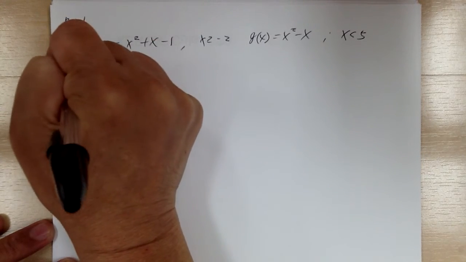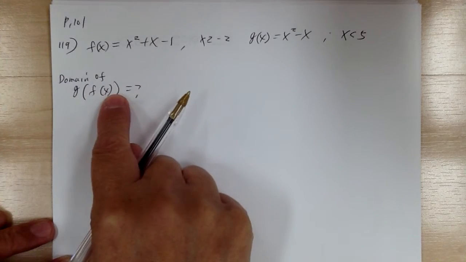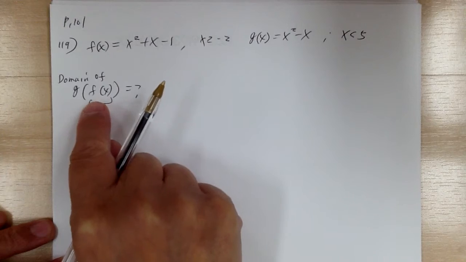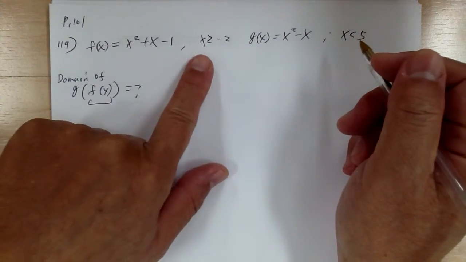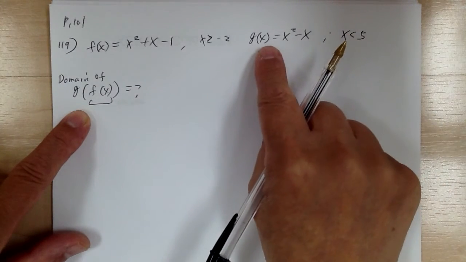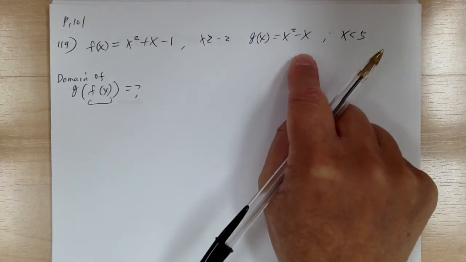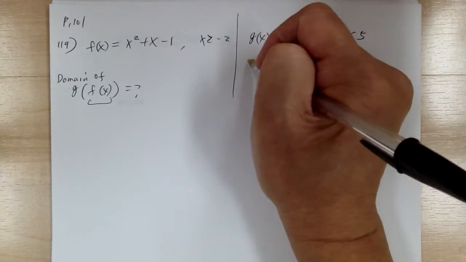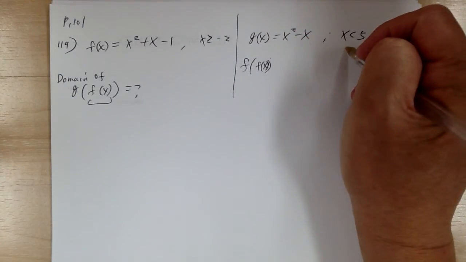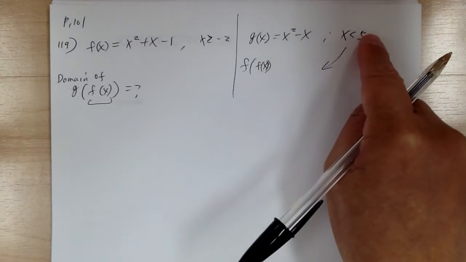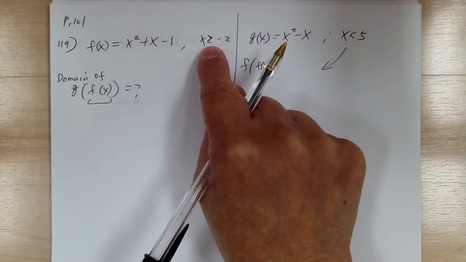Okay, so domain is your input. So domain of this function is this. So you're looking for what the value of this is. It tells you that first, so g of x is equal to this. So using this part over here, g of f of x, this applies to that again. So domain is your input, so this is the restriction on your input, and you also have a restriction over here.